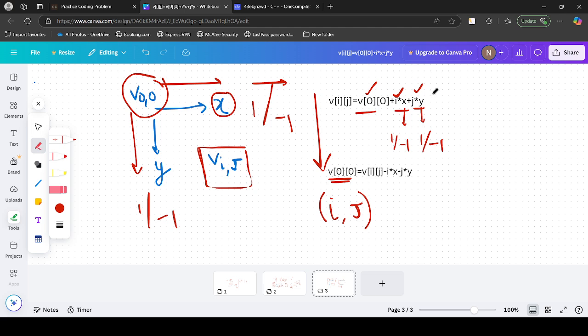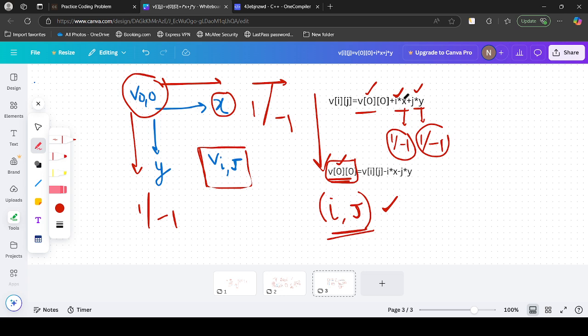And now let's try to observe another thing. Both values of x and y are limited to 1 and minus 1 only. So x can be 1 or minus 1, and similarly y can be 1 or minus 1. These two are independent. For example, we are at index i and j, and we are trying to find the value of v of 0, 0 for which the present value need not be updated.